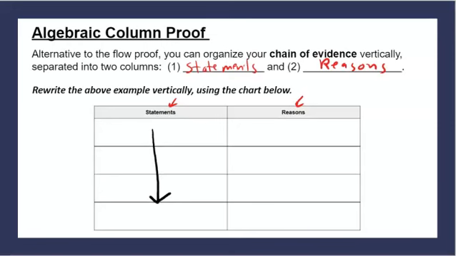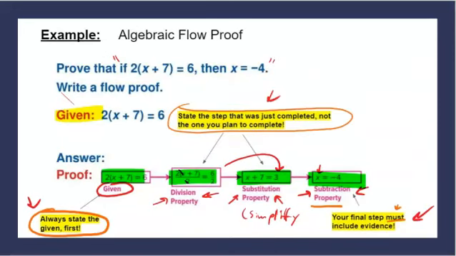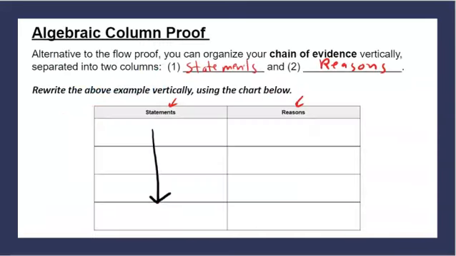Then we're going to go back, look at what evidence is provided. I'll use a different color to highlight. I'll use pink. This is the evidence as to why I was able to do that in each of my statements. And that's what you're going to write here vertically in the reasons column, or again, in our evidence column.